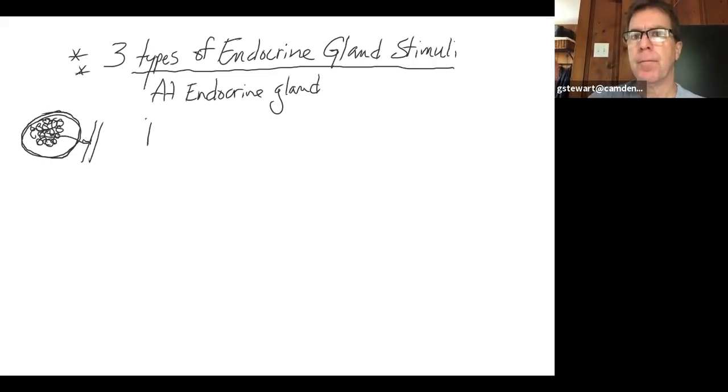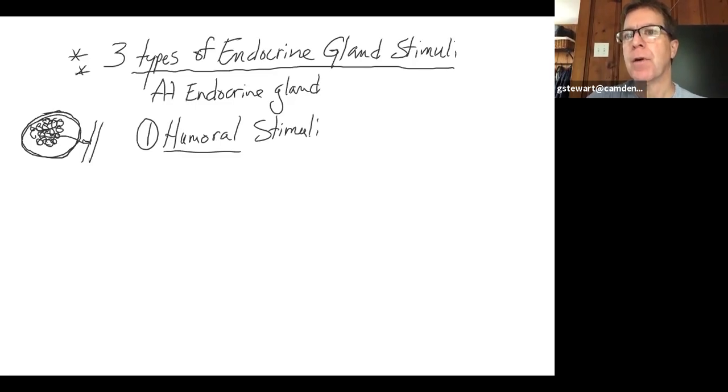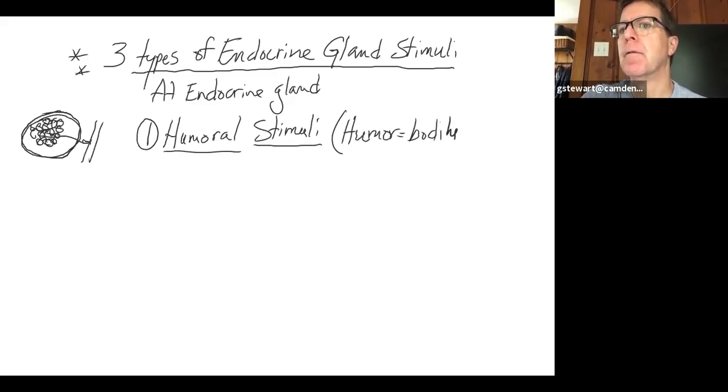And there are basically three major types of stimuli. First one is known as, that's a U, H-U-M-O-R-A-L, humoral stimuli. You and I know the word humor as funny, haha, humor, but the Latin-based word humor means body fluids. So humor, when we, in A and P, I'm gonna write humor equals bodily fluids.